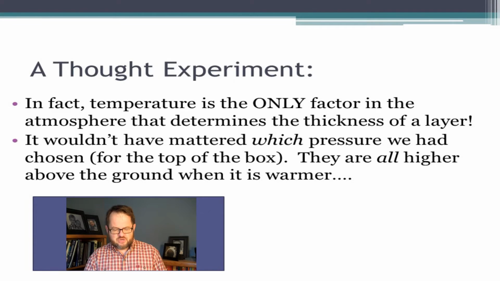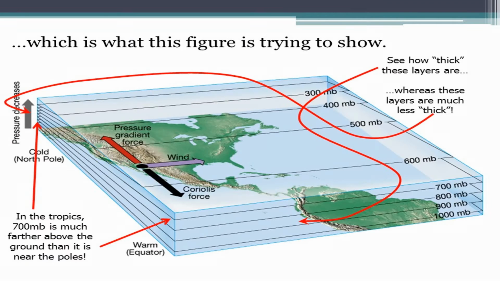Thickness is a hugely important and powerful tool in the atmospheric sciences, and it's just this very cool relationship between how high above the ground pressure surfaces are going to be, like the 500 millibar surface. How high above the ground you have to go to find 500 millibars, or how high above the ground you have to go to find 700 millibars. Relating that to the temperature of the air below that is totally awesome. And that's what this figure from your textbook is trying to show.